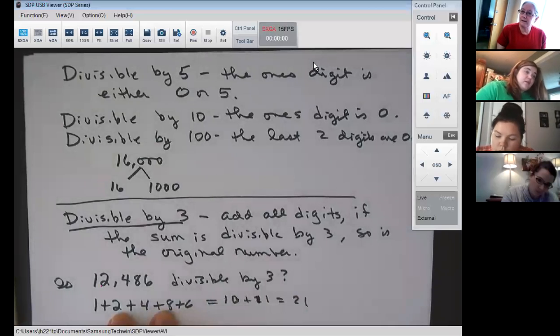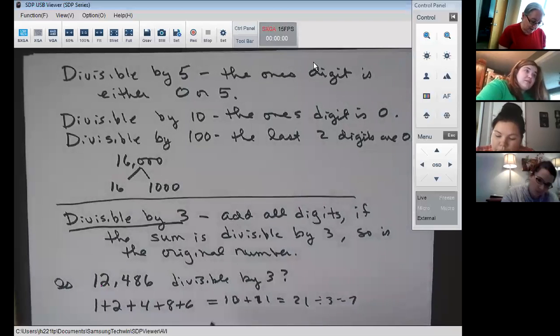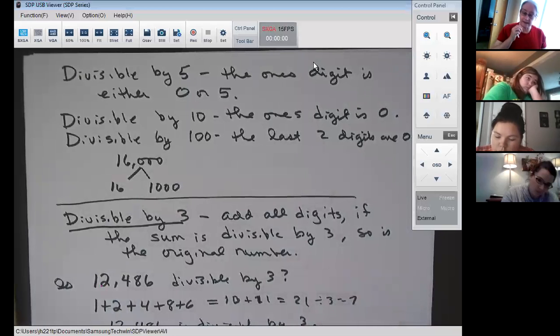10, 1. Okay, is 21 divisible by 3? Well, yeah. We don't care about the 7, but you can divide that by 3. So what that means is 12,486 is divisible by 3, because when you add those digits up, you get a number that's divisible by 3.